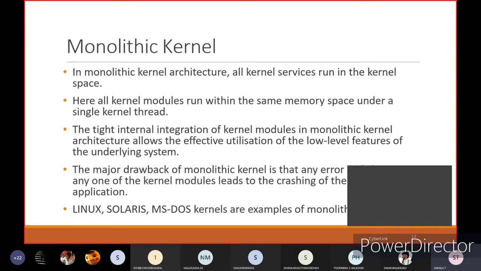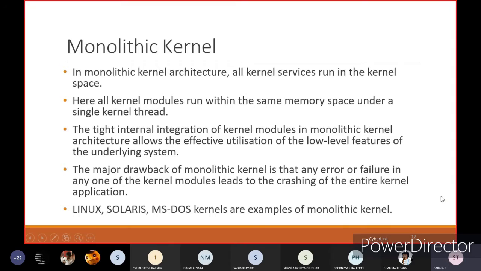The tight internal integration of kernel modules in monolithic kernel architecture allows the effective utilization of the low level features of the underlying system. All the low level features can be used within this monolithic architecture, because all the modules run in the same space of the kernel. For that reason, you can use all the low level features to run all your services and modules of the kernel.